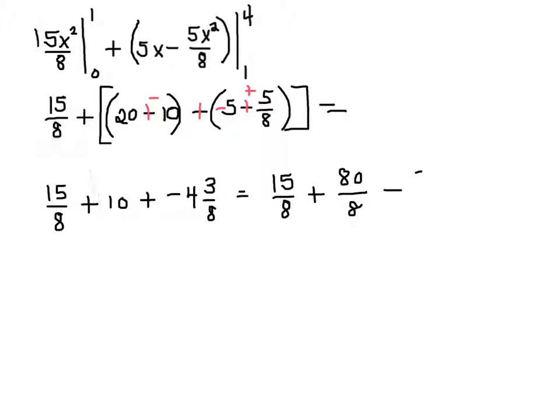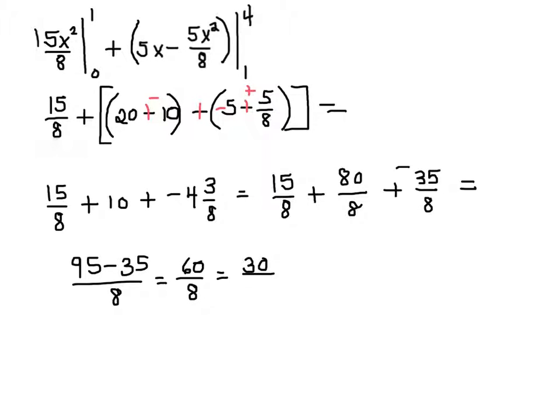plus the 3 or 5 over 8, then we can add the opposite. And that gives us 80 plus 15, which is a 95 minus 35 over 8. And a 95 minus 35 is a 60 over 8. If we cut that in half, we have 30 over 4. And if we cut that in half, we have 15 over 2. And that's our area.